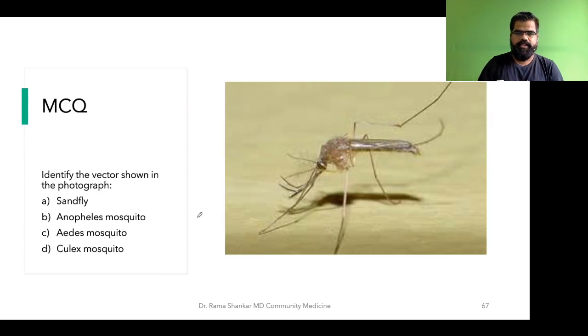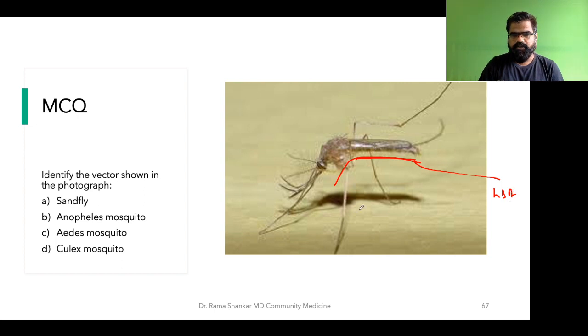Okay. Just identify this mosquito. Identify the vector shown in the photograph. Is it sandfly? Is it Anopheles, Aedes, Culex? Now students, whenever such a question comes, just try to see what is shown in the image, and whatever findings I show here, just concentrate on that. So the mosquito is making a bend at the neck, and then the body part goes like this. This type of structure is called hunchback appearance.